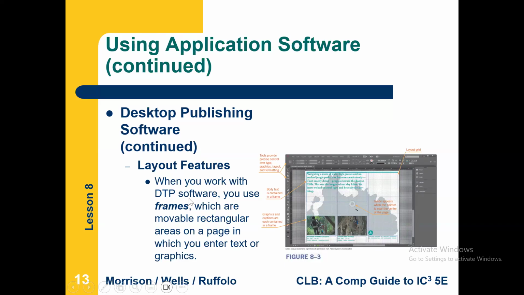So with the DTP, that's the desktop publishing software, you can use the frames, which are just a movable rectangular area on the desk where you can enter text or graphics. Depending on what you are doing, you might use some basic frames or some frames for whatever things you want to do. Yeah, Abraham. Yes, sir. So the interface looks like Photoshop? Yes, Photoshop. It's also an example of desktop publishing software.